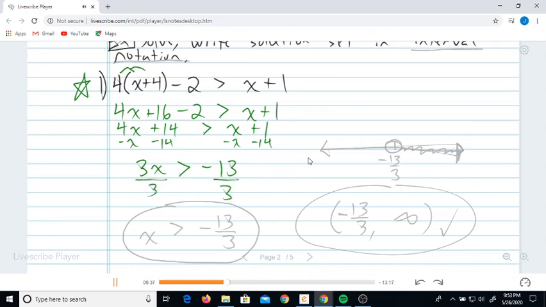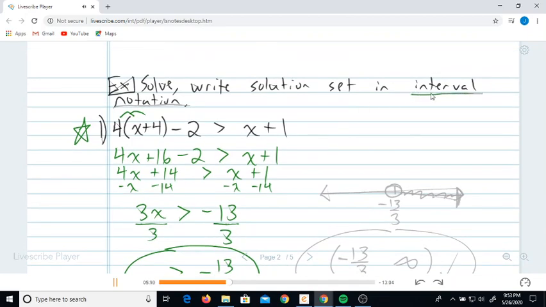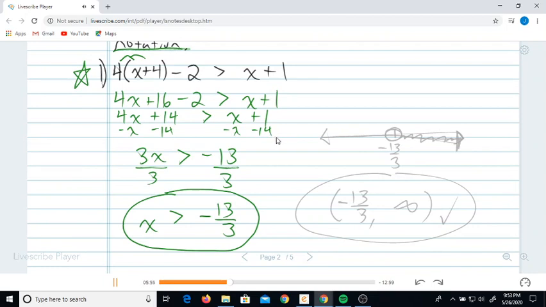Notice I do not have to flip the inequality sign because we divided by a positive. If we divide by a negative, we have to flip. And oops, I made a mistake. The directions say write the solution set in interval notation. If you're struggling with interval notation, take 5 seconds and draw a quick graph. There's negative 13 thirds. It's not included in the solution set. We're picking everything above it, so that's to the right. In interval notation, the solution set is parentheses negative 13 thirds to infinity.